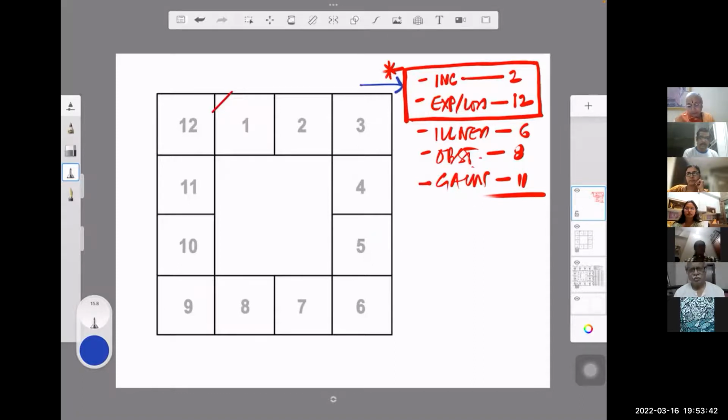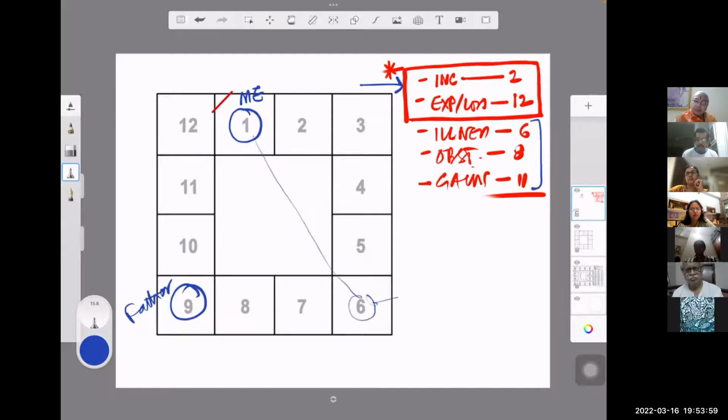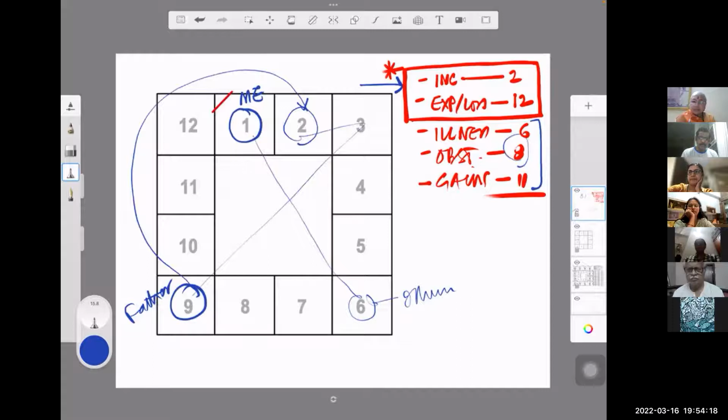Now, if you see this, if 1 is me, 9 is what? My father or the native's father. Now, all these things which come into play, if the 6th house is my house of illness or the native's house of illness, what would be the father's house of illness? This 6th to the 9th, this would be the father's illness. Are you all understanding? 8th from the 9th, that is 7th, 8th, 9th, 7th, 8th.